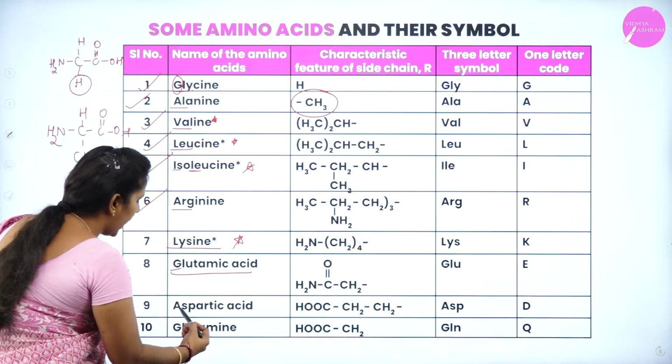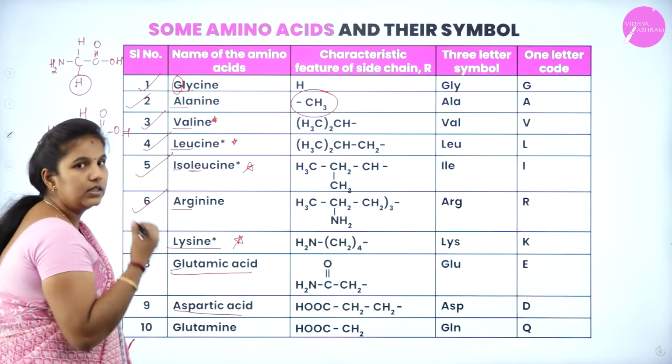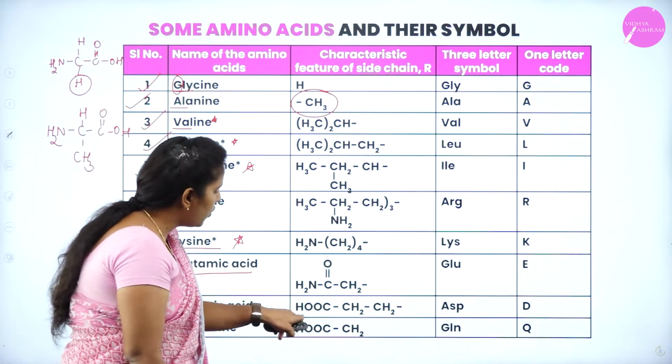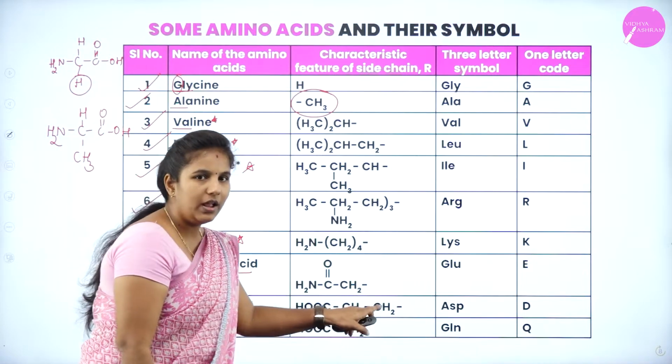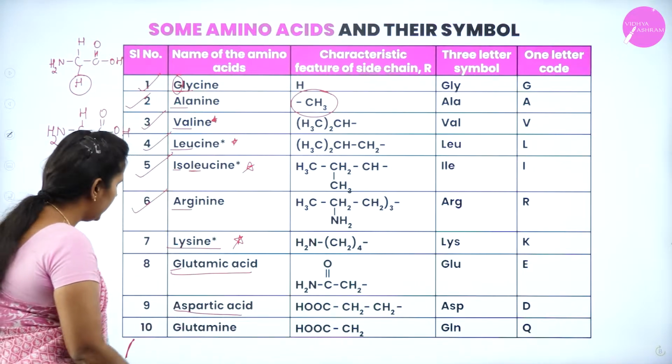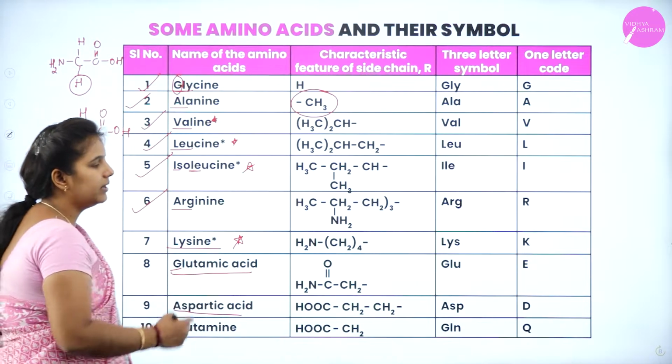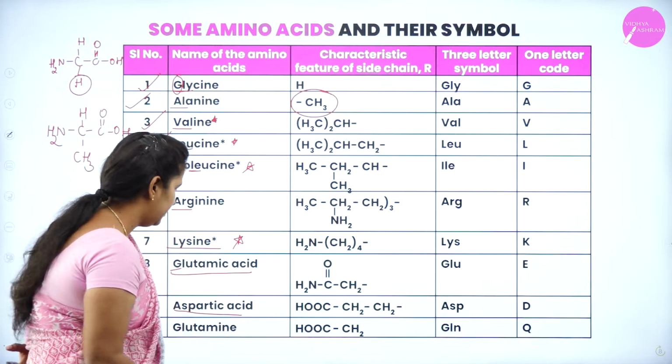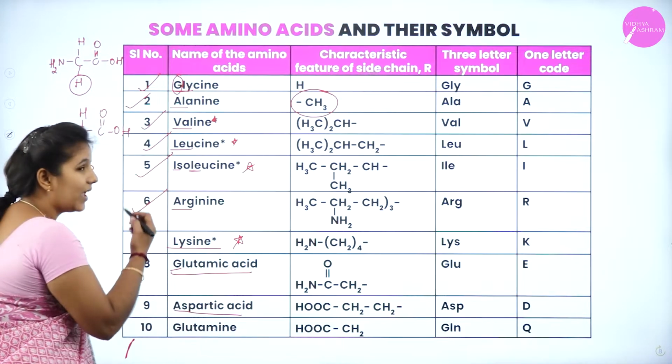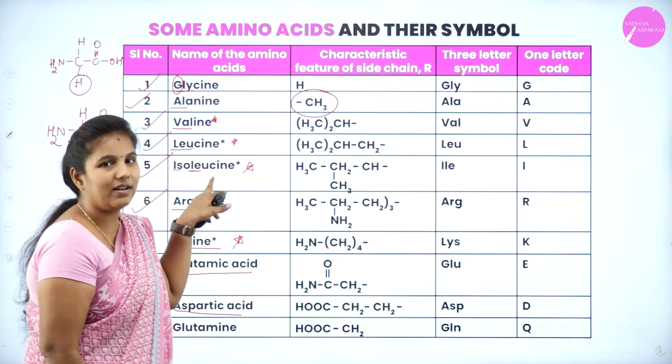Then comes aspartic acid. The variable group is COOH, CH2 and CH2. The 3-letter word is ASP, and the 1-letter code will be D, because we cannot use A since we have already used it for alanine.